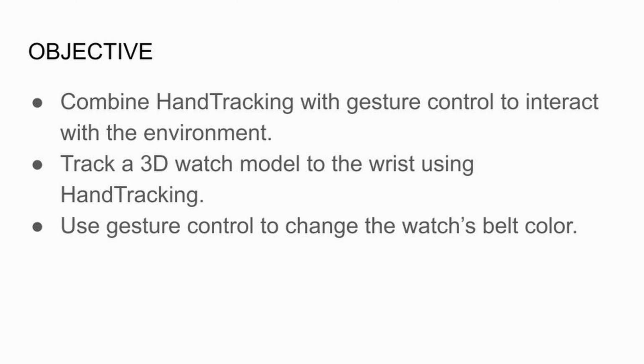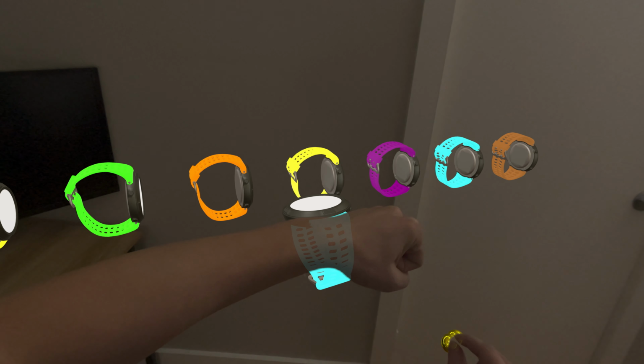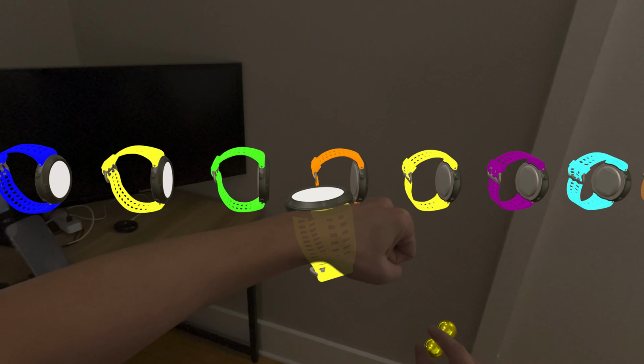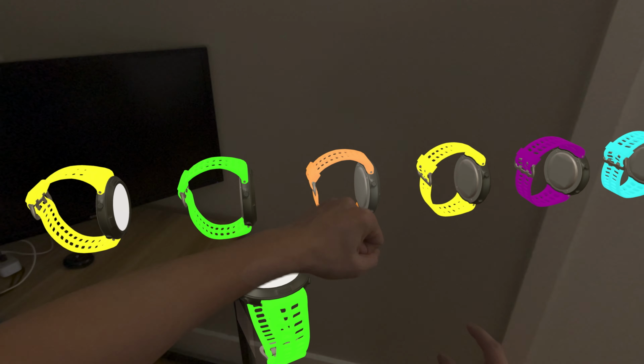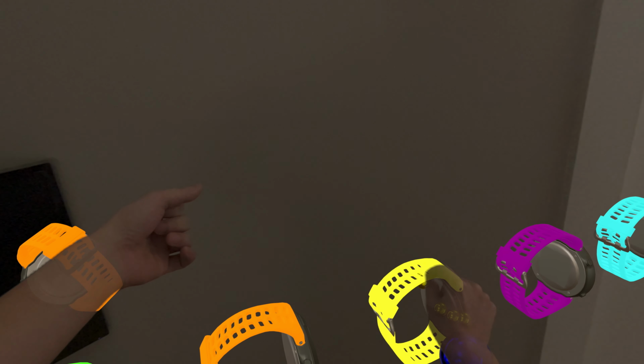We will combine hand tracking with gesture control to change the watch belt color with a simple tap. This is the final result. Notice how the watch dynamically tracks the wrist movement. Now tapping on a watch with a color will instantly change the watch belt color.